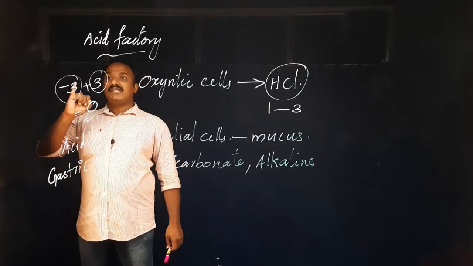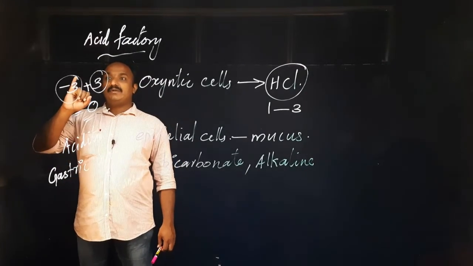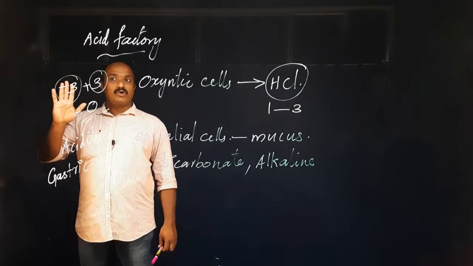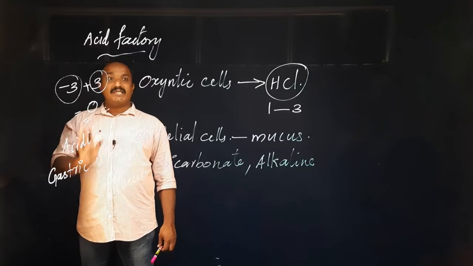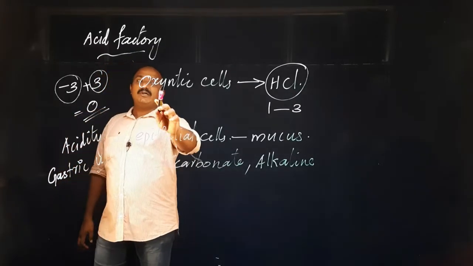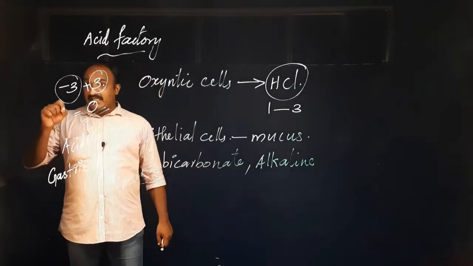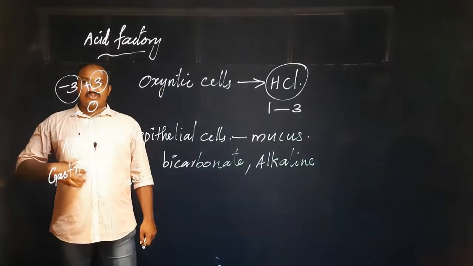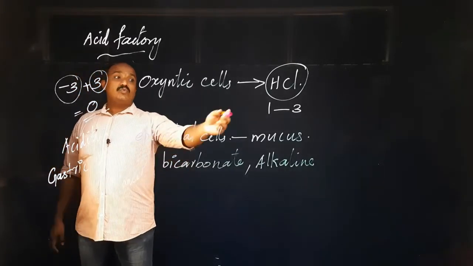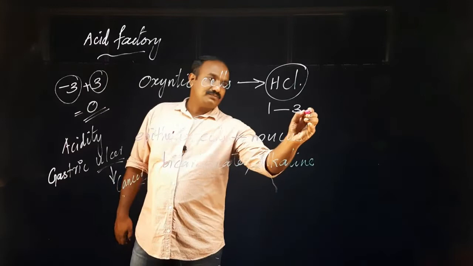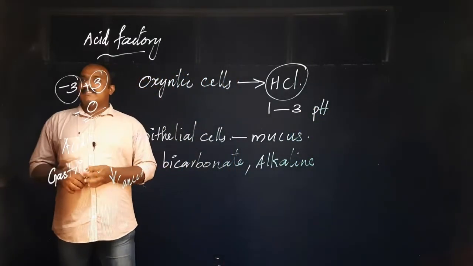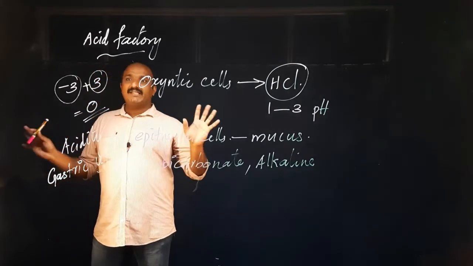The enzymes in the gastric juice, pepsin, gastric lipase, then hydrochloric acid, mucus, these four, their actions are to be noted and studied. Then the acid factory in the stomach is called the oxyntic cells. They are present on the inner walls of the stomach. They produce acid. Their strength is 1 to 3 pH. pH means the value of the acid. That you have to study like that.